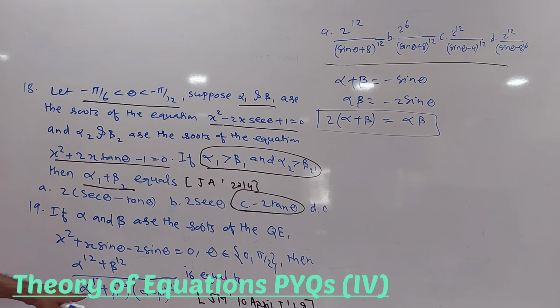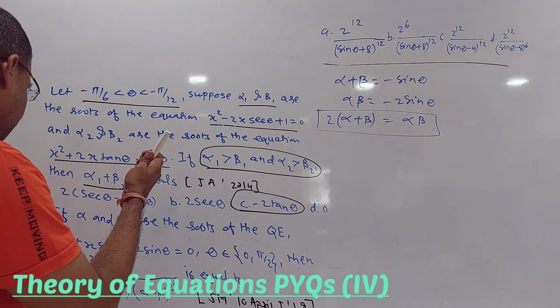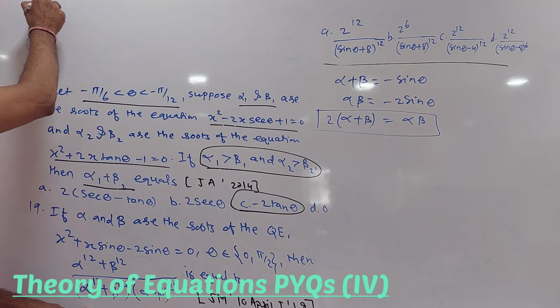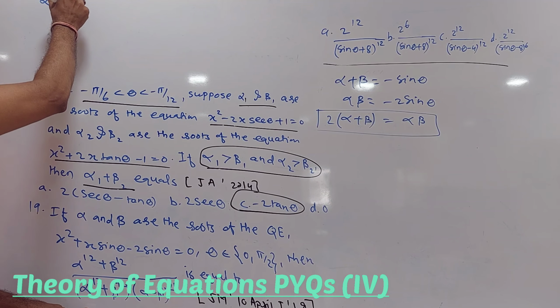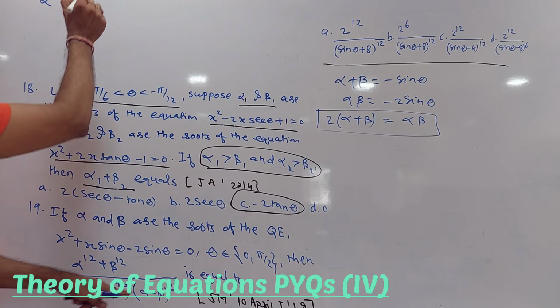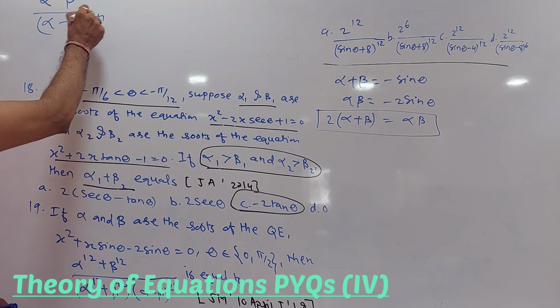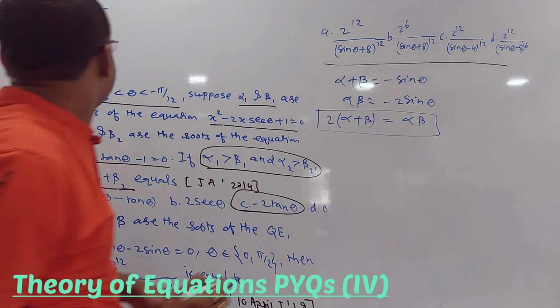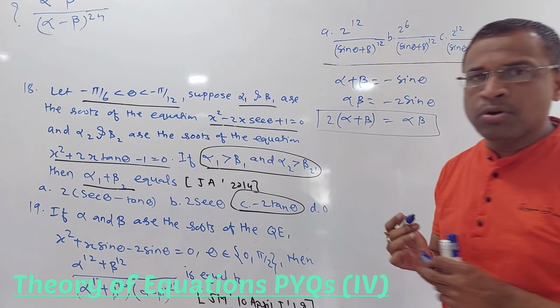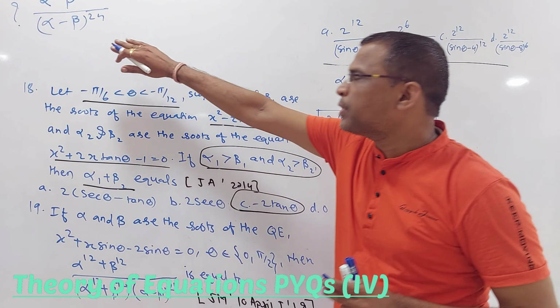Just cancel that, then you are left with the product: 1 upon alpha power 12 plus 1 upon beta power 12. Cross will get cancelled, the product will be left. So you are left with alpha power 12 beta power 12, divided by alpha minus beta power 24. That is the question you have. You can assume it to be like that. Maybe you are unable to see, so I am just repeating it.